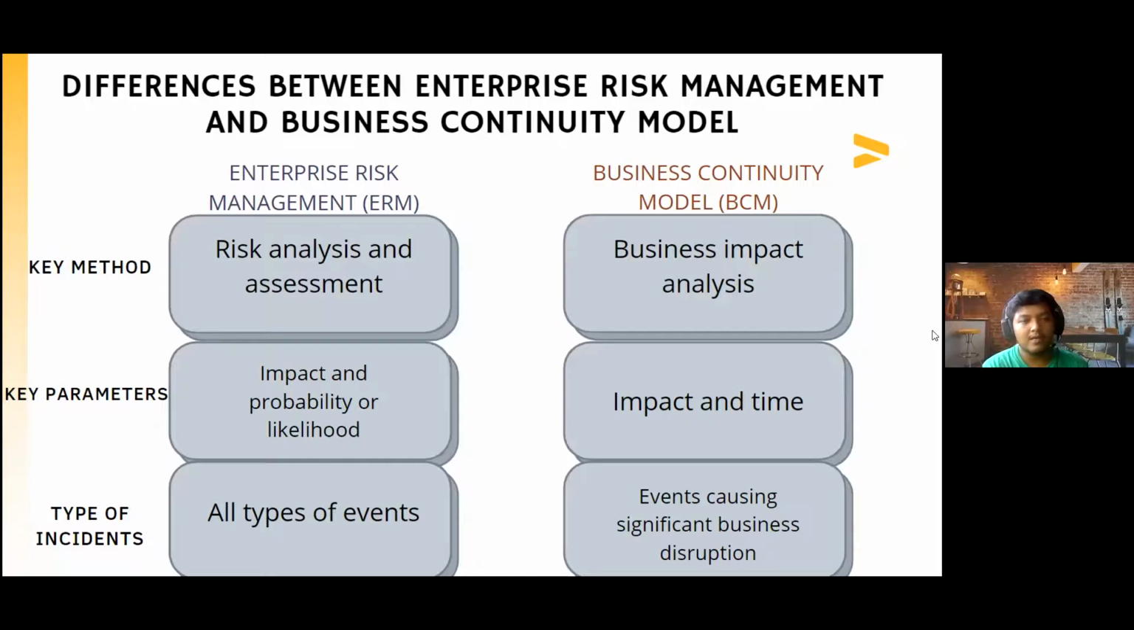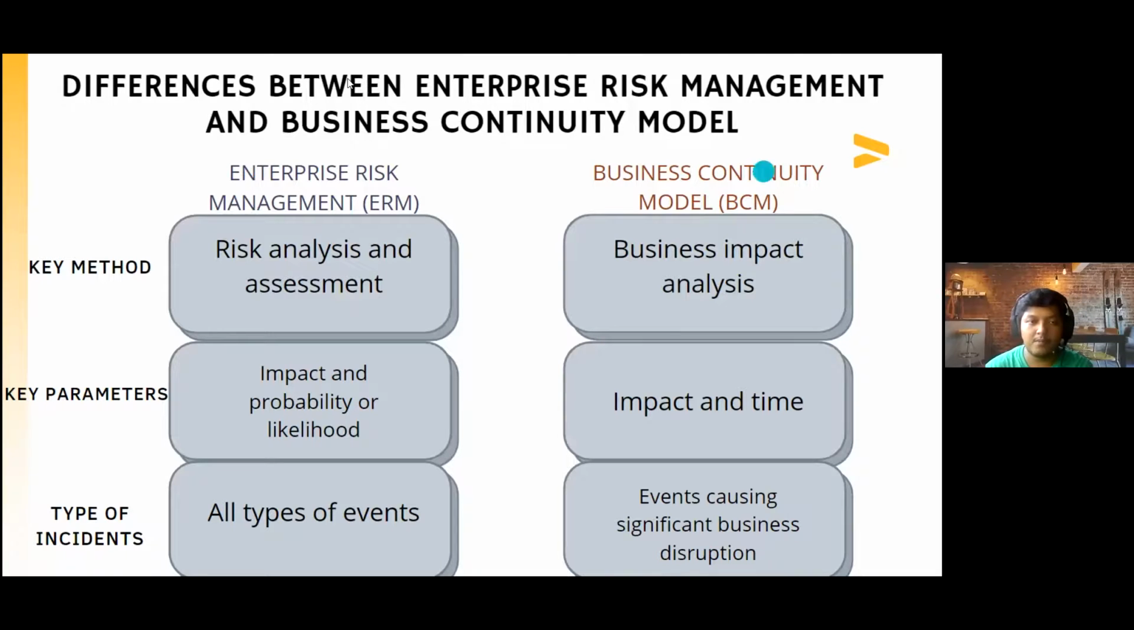Okay, next, we're talking about the type of incidents that require enterprise risk management. The incidents that require ERM are all types of events that might breach the organization, while the incidents that require the business continuity model are events that cause significant business disruption to the organization. For example, if there is a cyber attack.